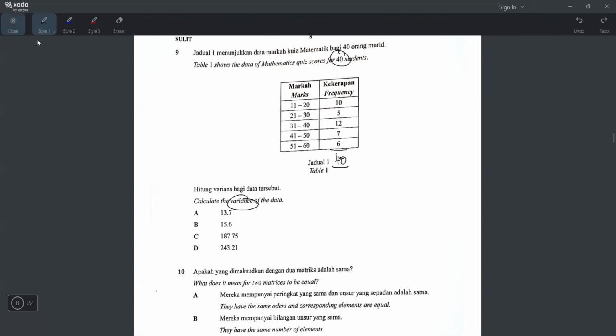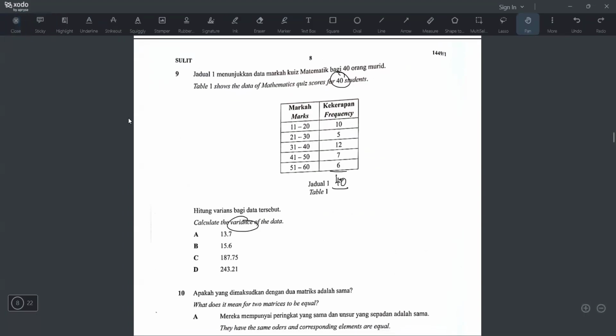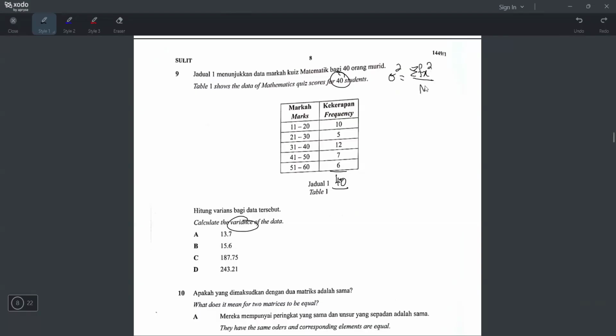Okay, before I start to tell you the working, I need to tell you the formula for variance first. So the variance symbol looks like this, and the formula is sum of fx square over n minus mean square, right? Because if it's group data, there is frequency, right? So you have to use this formula.